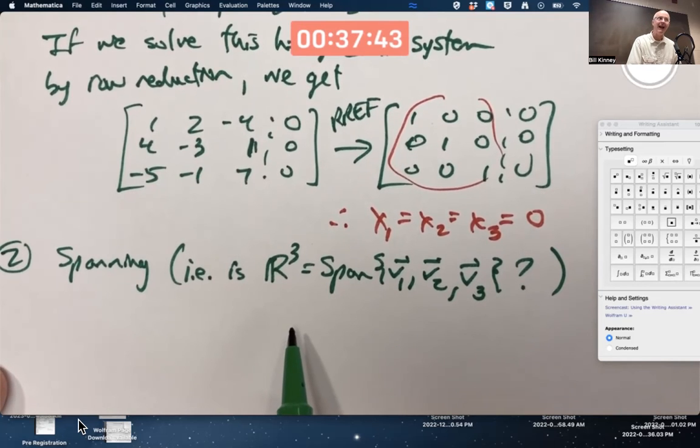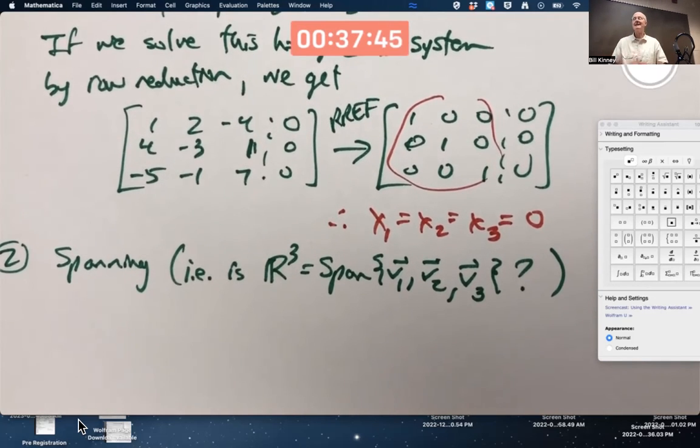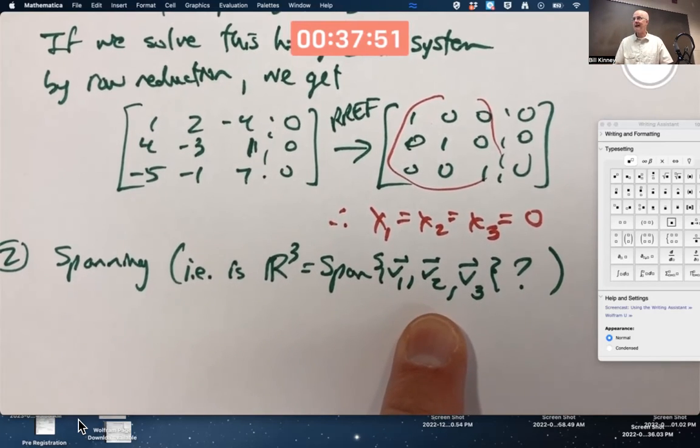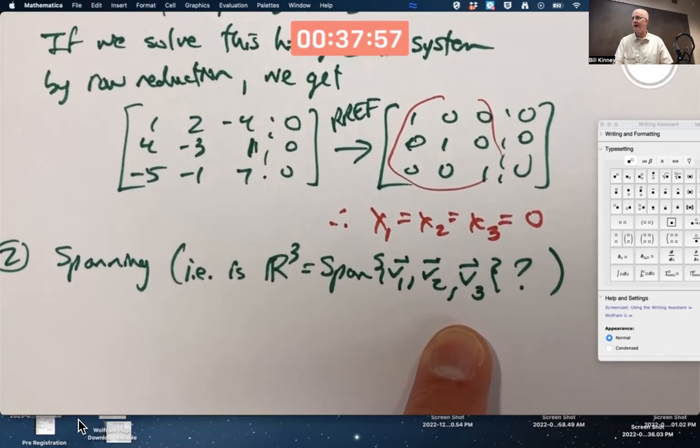But when I put the word span in front of it, that's just shorthand symbolism to represent a certain infinite set, the set of all linear combinations of these things, as the weights vary over all real numbers. So there's infinitely many things in such a span, unless all these happen to be the 0 vector.